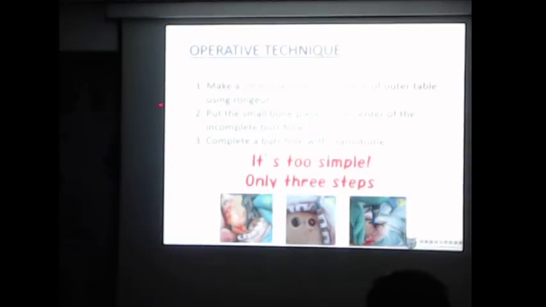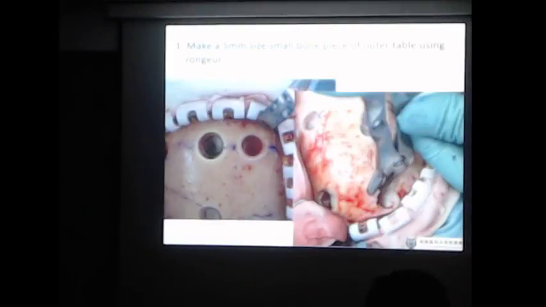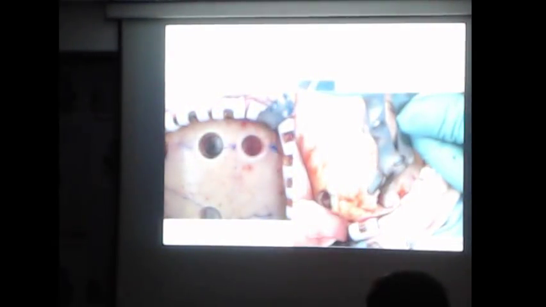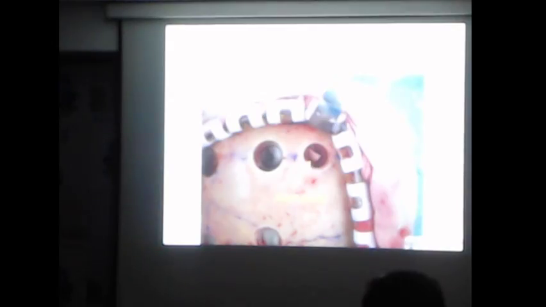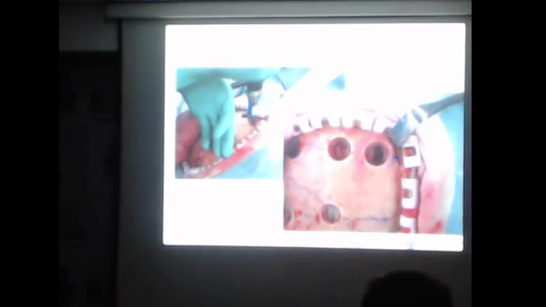The operative technique is 1, 2, 3. It's very simple, only 3 steps. First, make a 5 mm small bone piece of outer table using a rongeur where there is an incomplete burr hole. Take the bone piece along the cutting line because there are few bone defects. Second, put the small bone piece in the center of the incomplete burr hole.